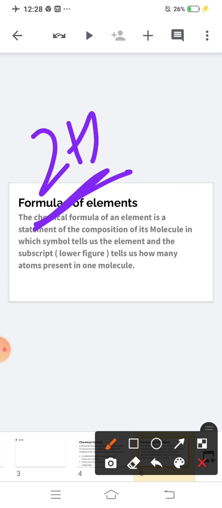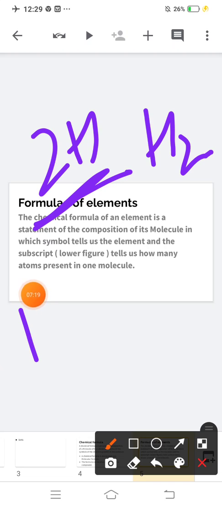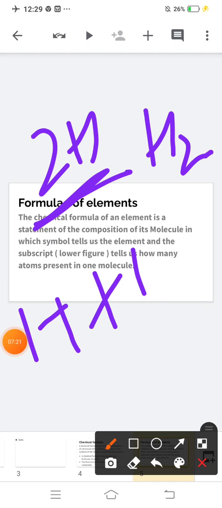Is this clear? Now, if I rewrite this as 2H, what do you mean by this? This means two separate atoms of hydrogen. Whereas H2 means one molecule of hydrogen element contains two atoms of hydrogen, and 2H means this H plus this H. Both are different. Is this clear?